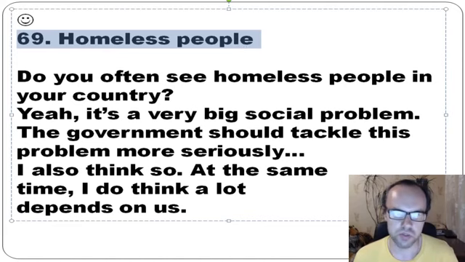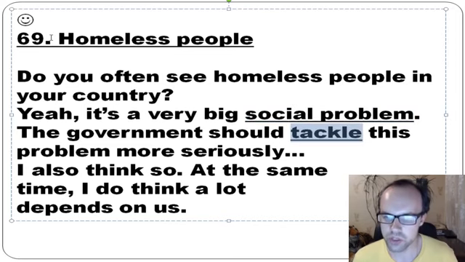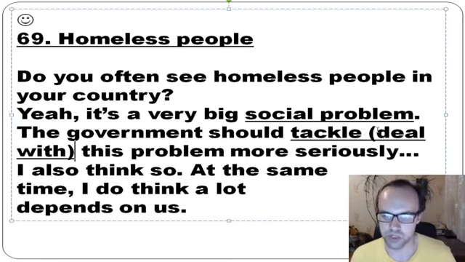Homeless people. Do you often see homeless people in your country? So, people who don't have a place to live in. Yeah, it's a very big social problem. The government should tackle this problem more seriously. Tackle, or deal with this problem more seriously. Tackle without a preposition, and deal with is with a preposition.